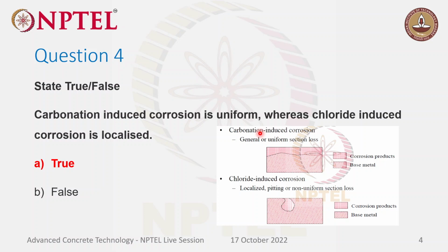Okay, it's not at a particular location. But when it comes to chloride induced corrosion, where there is a weak spot or where the concrete is porous, chloride can easily penetrate through that area, reach the steel surface, and start corroding. Once it starts, it's a continuous process with the availability of oxygen and moisture. So obviously chloride induced corrosion is localized, or called pitting corrosion. So the given statement is true, it's not false.